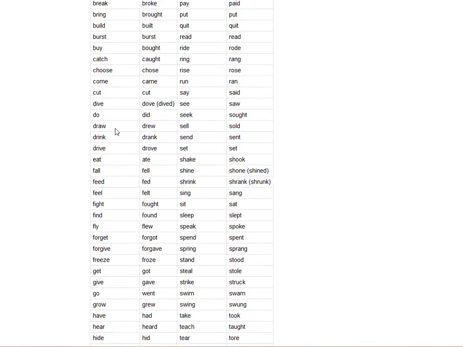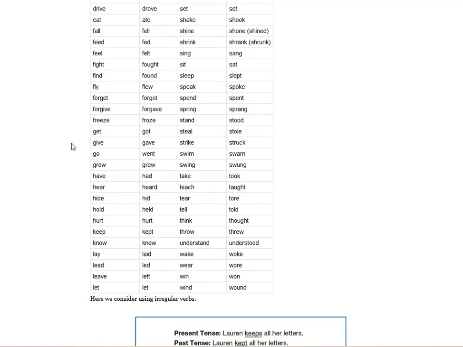You can't say I drawed. You can't say I drived. You can't say I eated. No, and you can't say I falled. So in all of these, you cannot say I feeded or whatever. So all of these verbs, you can't just add an ed. So these verbs are all irregular.